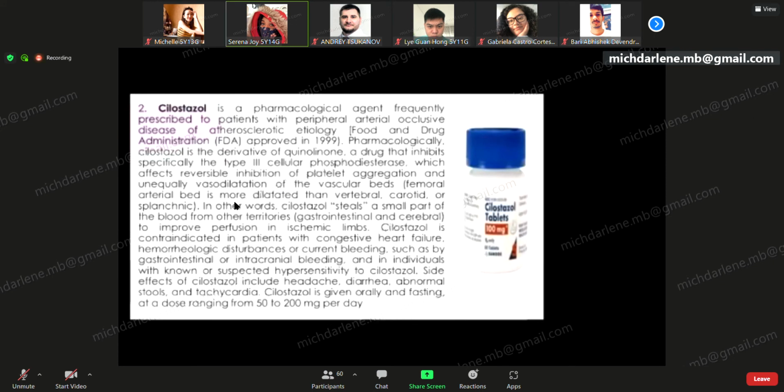Cilostazol is contraindicated in patients with congestive heart failure, hemorrhagic disturbances, or current bleeding, such as gastrointestinal or intracranial bleeding, and in individuals with known or suspected hypersensitivity to cilostazol. Side effects of cilostazol include headache, diarrhea, abnormal stools, and tachycardia. Cilostazol is given orally and fasting at a dose ranging from 50 to 200 mg per day.